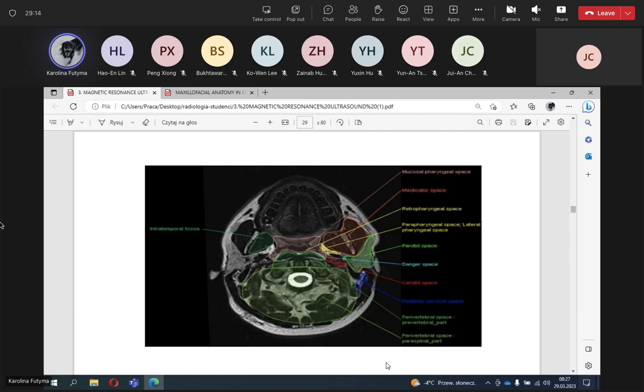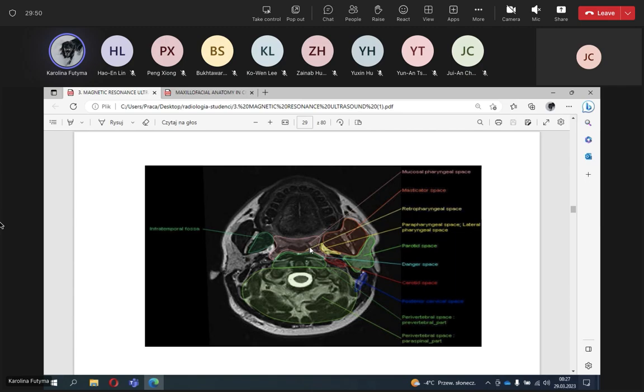So in this particular image, you can see the infratemporal fossa, which is pointed on the left side of the image. Then, in the middle of our patient, we have the mucosal pharyngeal space. So here we have our pharynx. Then the masticator space on the right side of the patient. Here we have the parapharyngeal space, called the lateral pharyngeal space. Then we have our retropharyngeal space, which is really important for diagnostics.